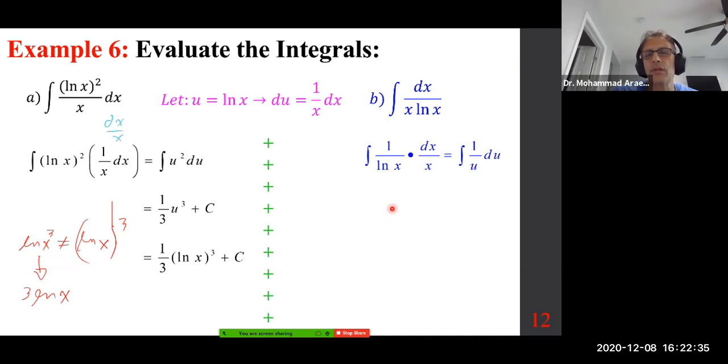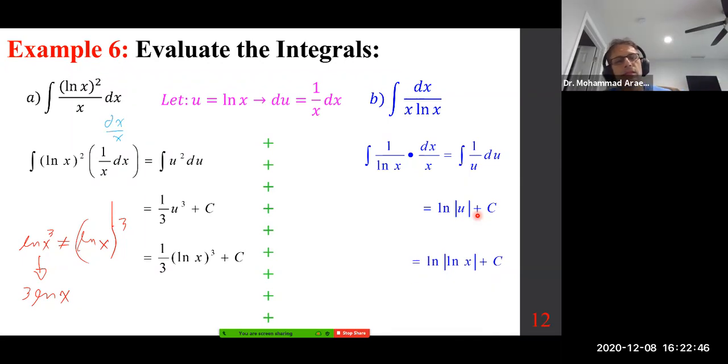So what happens? You get natural log, and you replace the u, which happens to be a natural log itself, and this is the final answer, class. ln of ln x plus a constant. If you want to check, you can differentiate the result. You get this one without the dx. That means you get 1 over x times ln x. Okay, class? 1 over x times ln x.